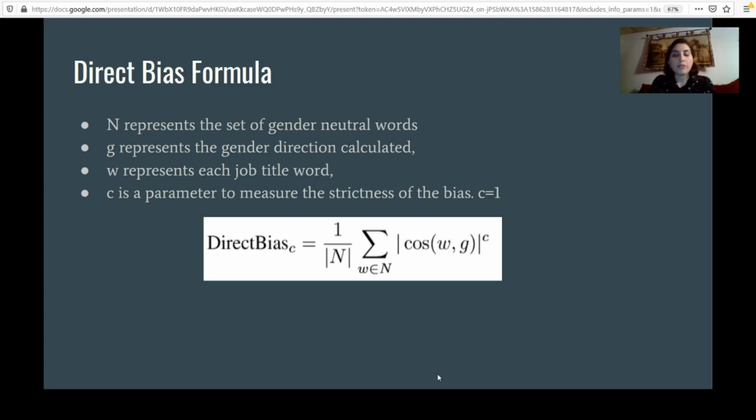N represents the neutral words, G represents the G direction, and C is the strictness of the bias. That could be changed, but we stuck with C equal to 1, just like the Babaeianjelodar et al. paper. And this is how we calculate the direct bias of each data set.